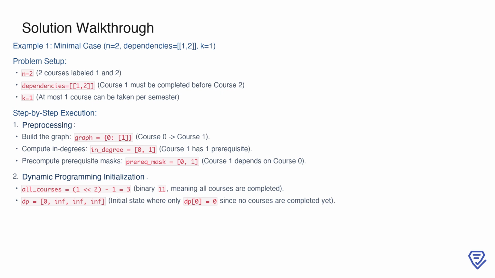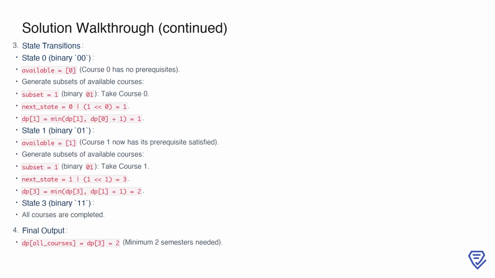We represent all courses using a bitmask, where 0 means a course is incomplete and 1 means it's completed. For two courses, all_courses is represented as binary 11. Our DP array starts with DP[0] set to 0, meaning no semesters are needed when no courses are completed, and the rest are set to infinity because those states are initially unreachable. Now, let's walk through the state transitions for this example.